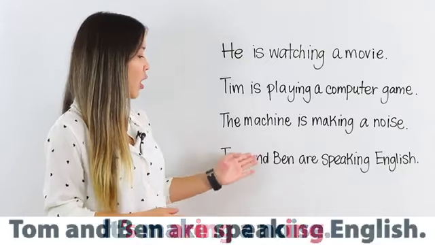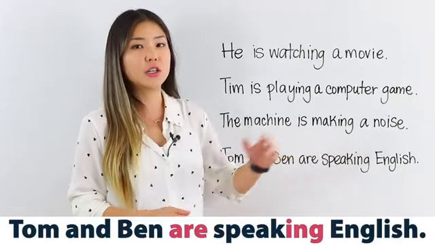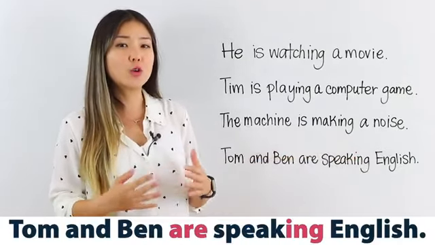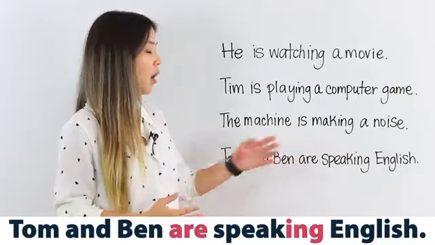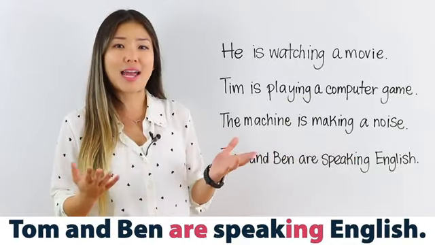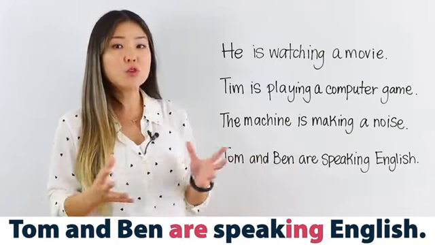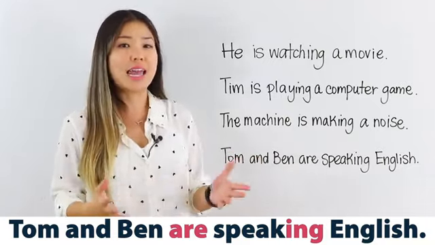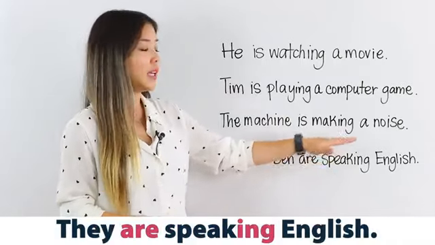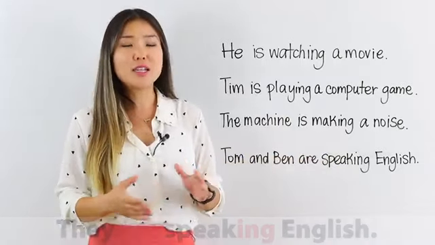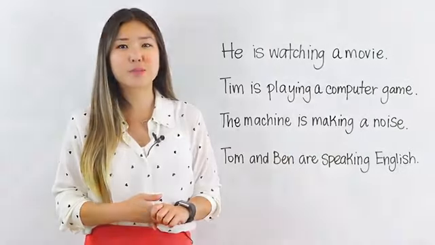And finally, Tom and Ben are speaking English. In this case, you'll notice that we use the be verb are. Can you figure out why? That's because Tom and Ben, the subject pronoun for these two is they. They are speaking English. Let's move on to the next usage.